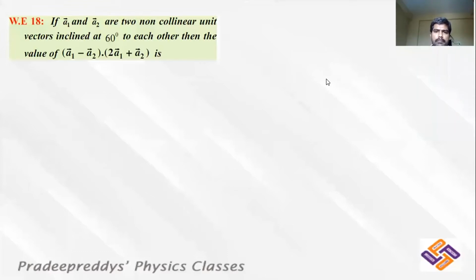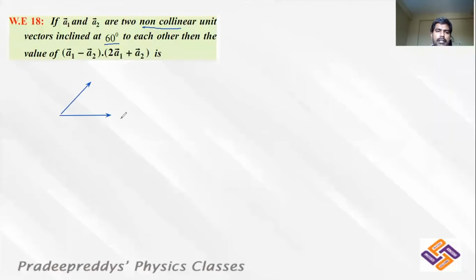You can see it on the screen. A1 and A2 are two unit vectors and they are non-collinear. Non-collinear vectors mean vectors which are not in the same line. They are inclined at 60 degrees. So we have two vectors like this: this is one vector and this is another, and these two are inclined by an angle of 60 degrees.